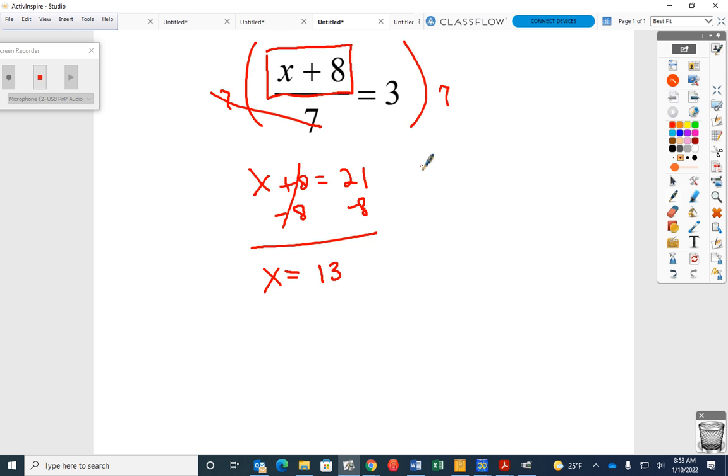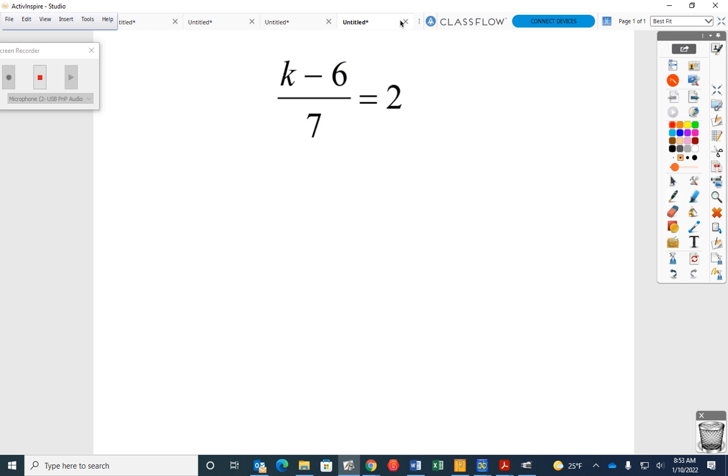Try this one. Do that one on your own. Let's see if you get it right. Now, is it important that you show all the steps on these? It's very important. I really want to give you credit, but I will not give you credit if you just put answers.